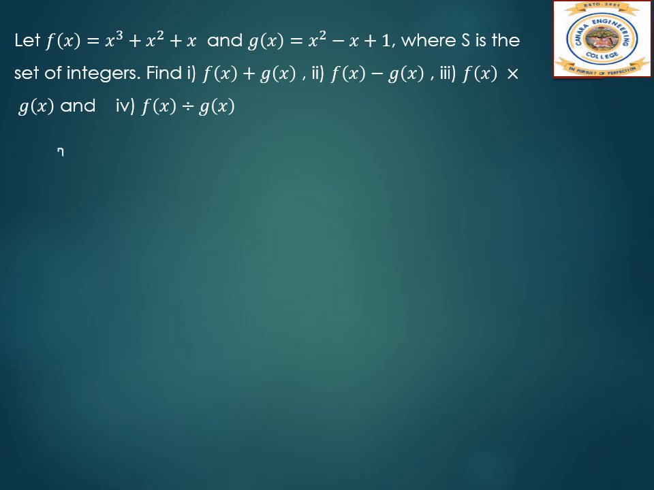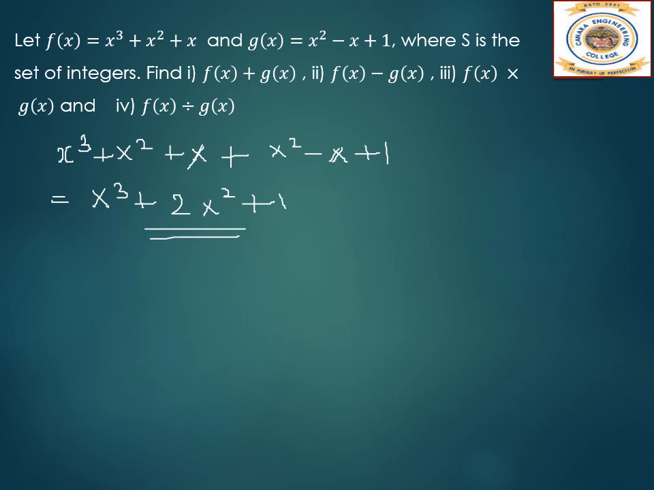So let me write x cube plus x square plus x, and add x square minus x plus 1. So what do we get when we add? I get x cube plus 2x square, and the x gets cancelled, so plus 1. Again, see, they specifically mentioned it is a set of integers, so it is not a GF field. So x square plus x square will be 2x square. We don't have to do any modulus operation. So this is the result for addition.